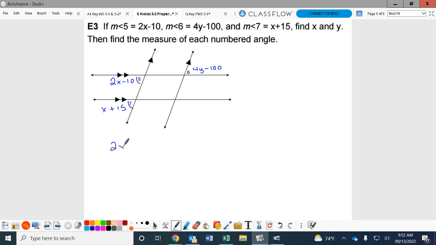Why am I setting them equal? Because the angles are congruent, so their measurements have to be equal to each other. So I just set that 2x minus 10 equal to the x plus 15. I would do the x first, but that's just me. Minus x, minus x. Guys, what's 2x minus x? X. Minus 10 equals 15. Then we add 10 to the 15. And it'd be x equals 25.